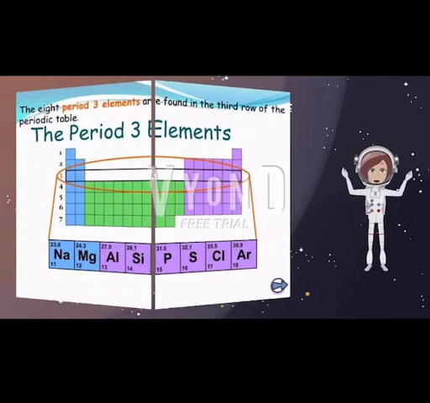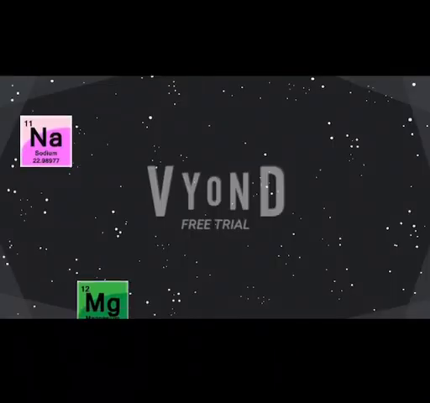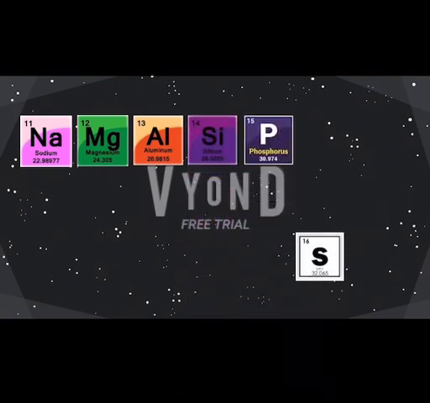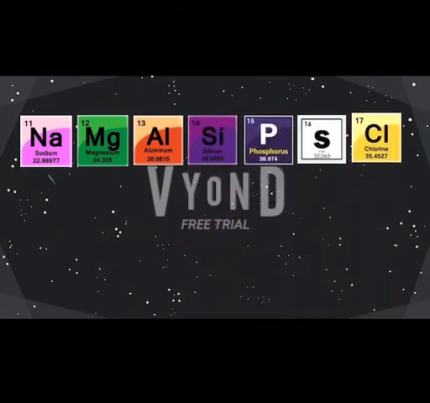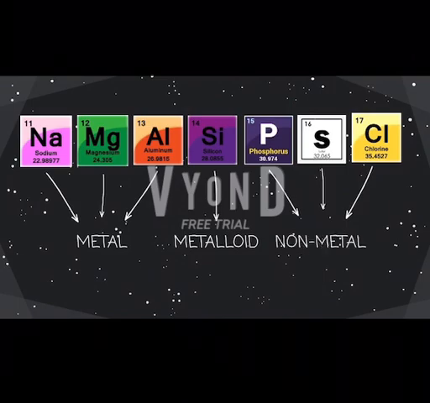For this chapter, we're gonna study the period 3 elements. We're gonna study sodium, magnesium, aluminium, silicon, phosphorus, sulfur, chlorine. Sodium, magnesium, and aluminium are metals. Silicon is a metalloid, while phosphorus, sulfur, chlorine are non-metals.